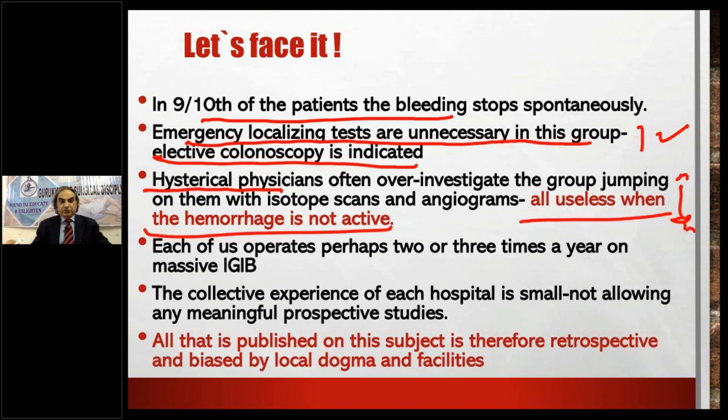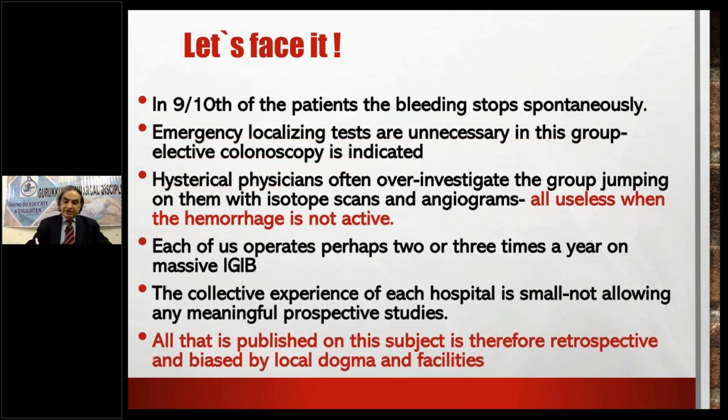Each of us operates perhaps 2 or 3 times a year on massive lower GI hemorrhage. It's not common, and most people don't know what is the best treatment. Because when you have sporadic cases, data is not compiled, studies are not clear. Guidelines are there, they're UK guidelines, and I'll sum them up for you. So the collective experience of each hospital is not enough to reach a meaningful conclusion. And all that is published on this subject is therefore retrospective and biased by local dogma and facilities, naturally.